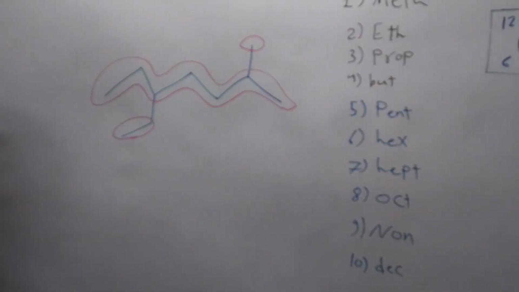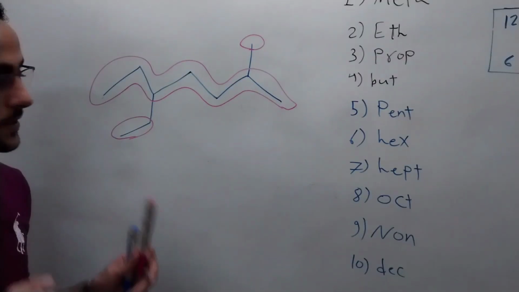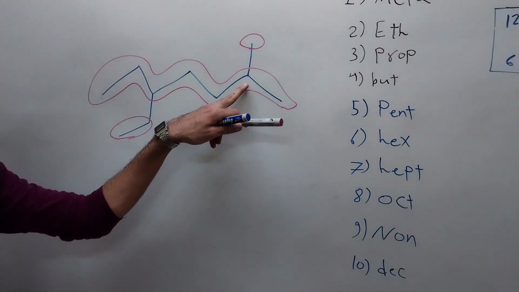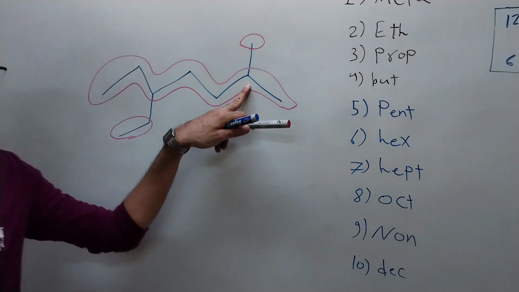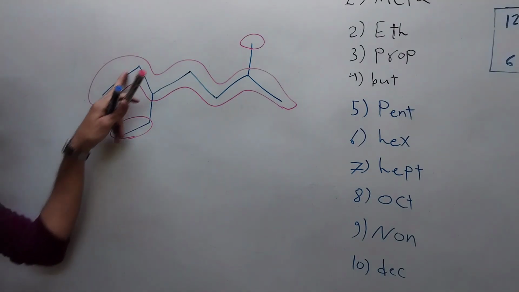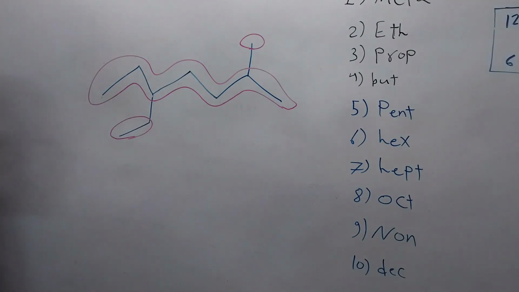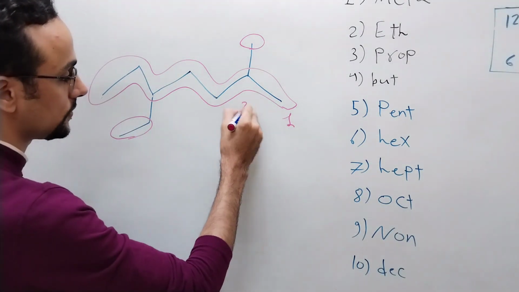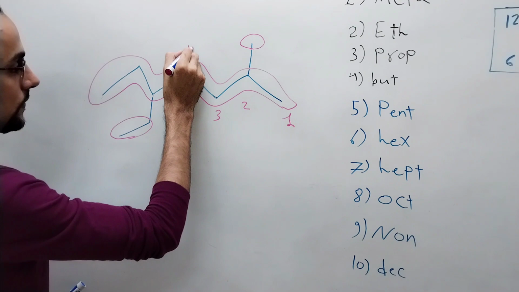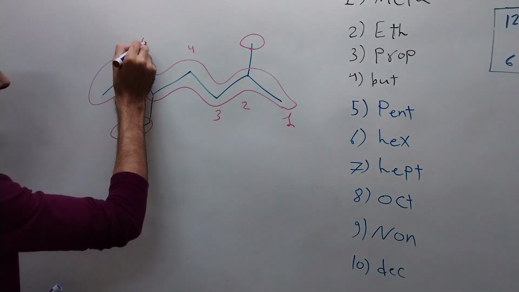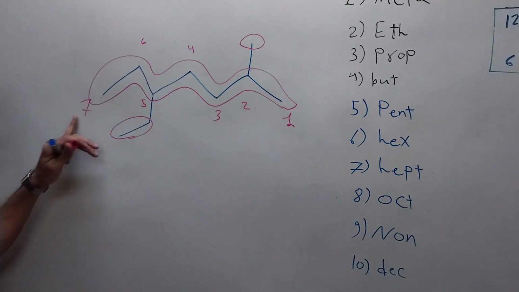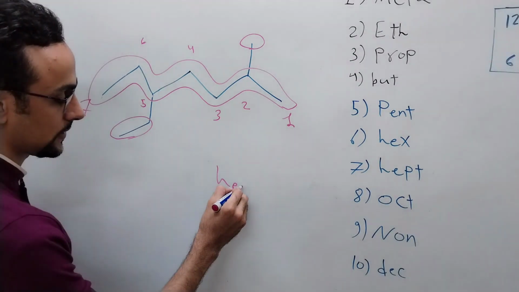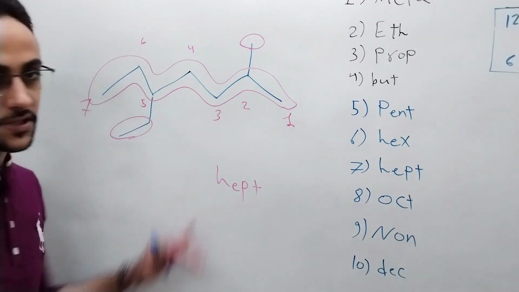And we start counting from the point where the group occurs sooner. So we start from here, 1, 2. The methyl occurs on 2. Whereas if we start from here, 1, 2, 3, the ethyl occurs on the 3rd. So this is sooner. So 1, 2, 3, 4, 5, 6, 7. So we have a 7 carbon hydrocarbon. So this is "hept". And it is single bonded.